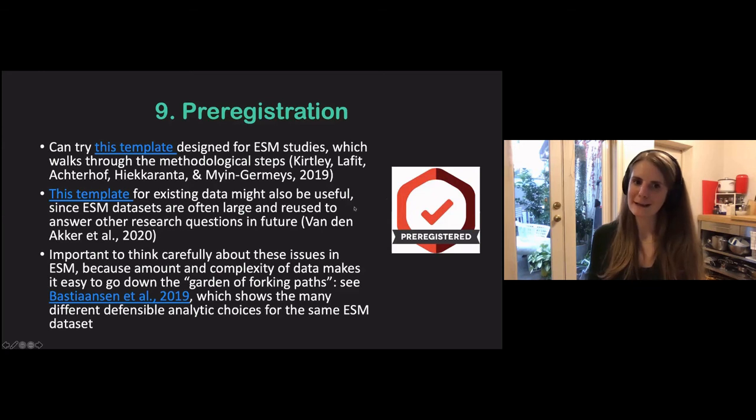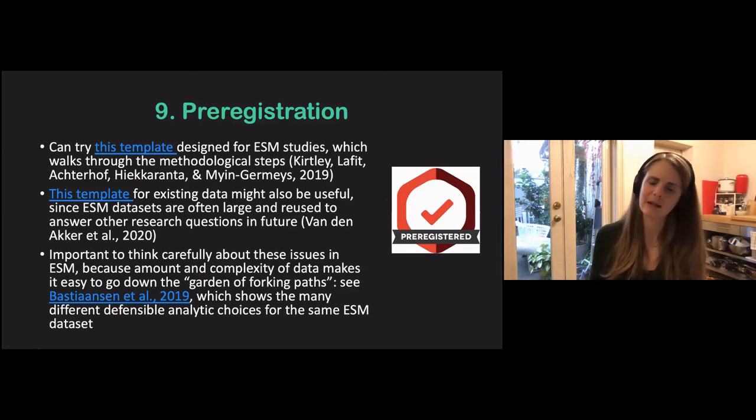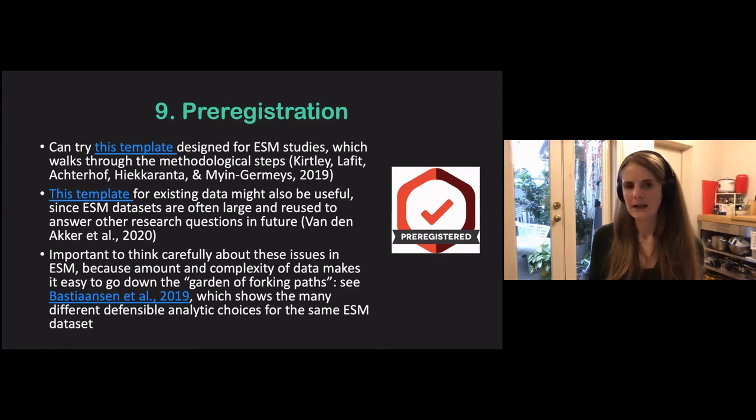And I want you to think really carefully about these issues in ESM, because the amount and the complexity of the data makes it really easy for you to go down a garden of forking paths. So it's really hard to not think, oh, well, actually, I've got this as a control variable, or maybe I should run this model. And so there's many different analytic choices you can make. And this is a really nice paper that gets a bunch of different analysts to analyze the same data set, and they all make different analysis choices. So it's good for you to think about it in advance if you can.